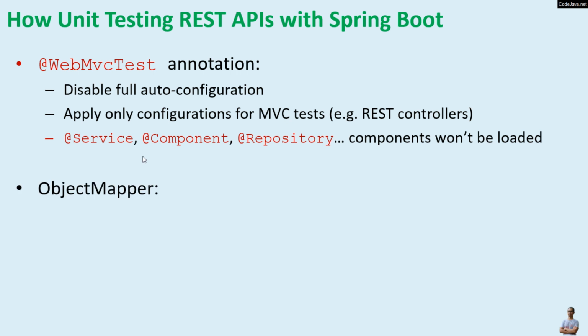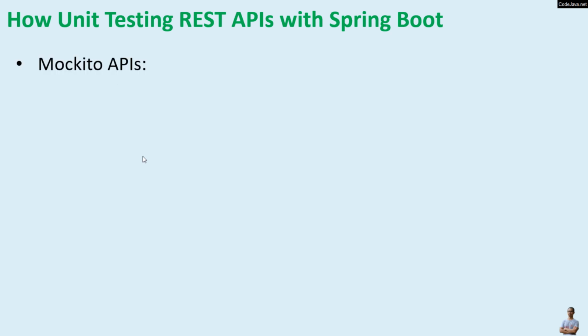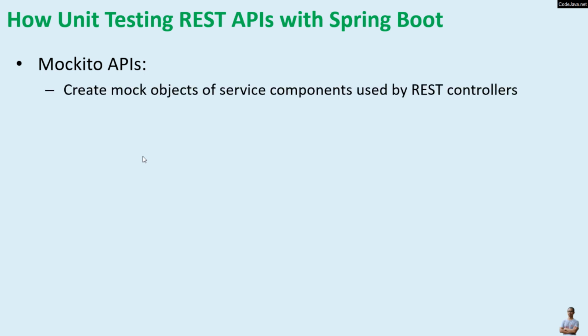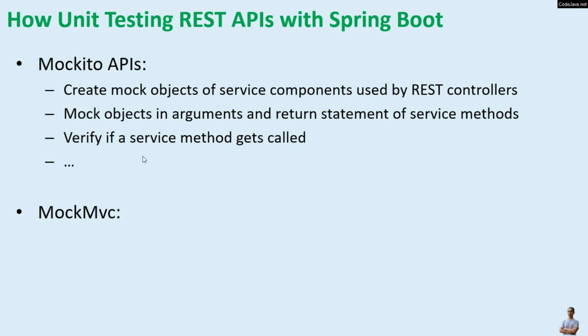And in unit testing REST APIs, we use ObjectMapper from the Jackson library in order to serialize a Java object, entity class or DTO, to a JSON document, and to deserialize a JSON document to a Java object. And also we need to use Mockito APIs to create mock objects of service components that are used by the REST controllers, and mock objects in arguments and return statements of service methods, and verify if a service method gets called, and more.